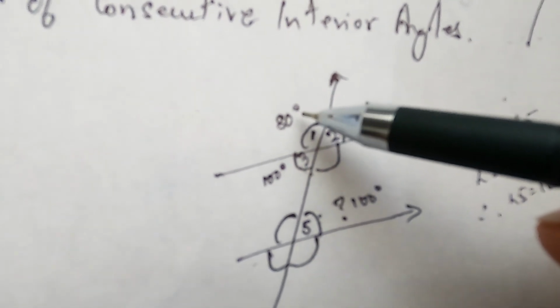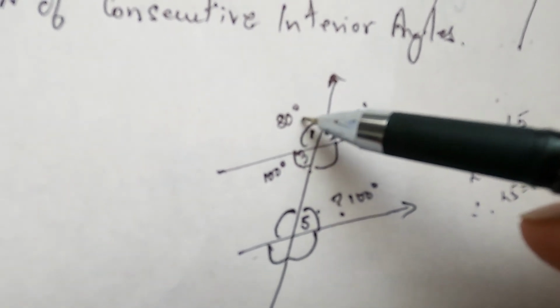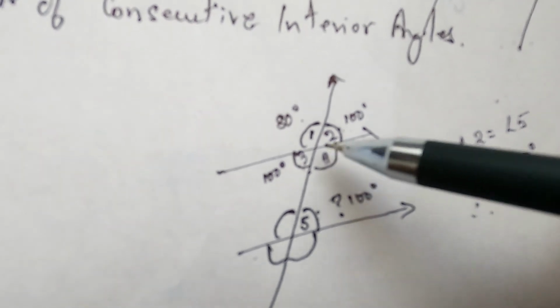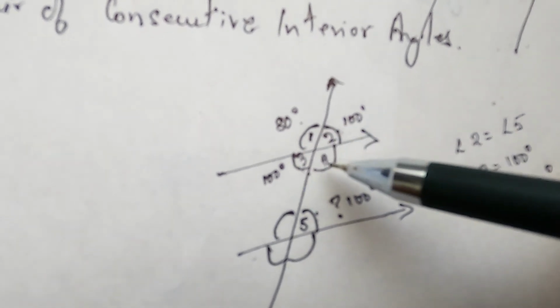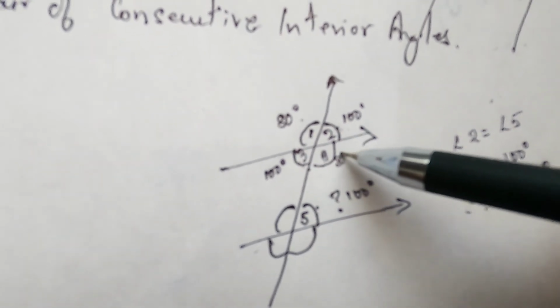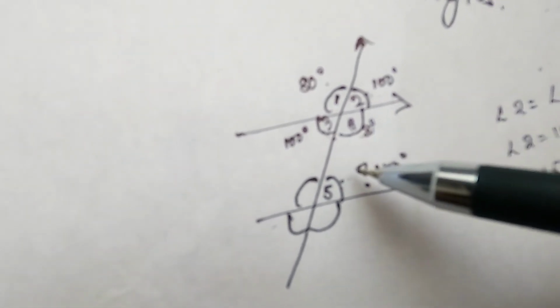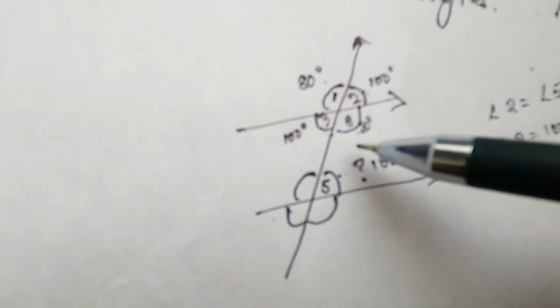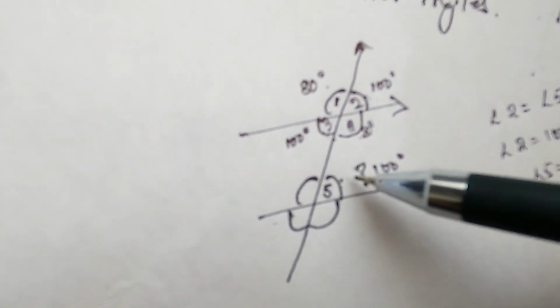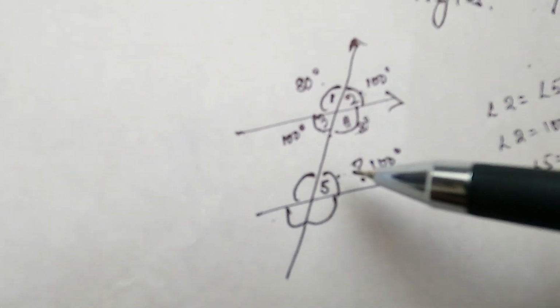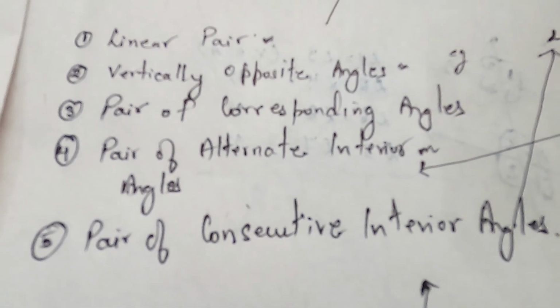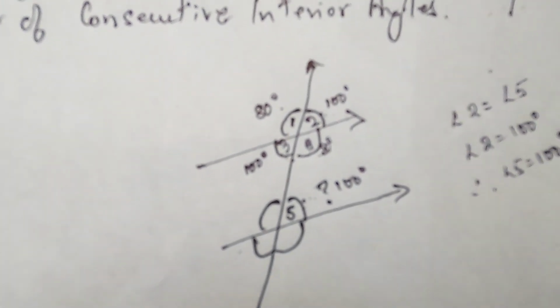Also another different way is angle 1 and angle 4. What do they form? Vertically opposite angles. So if angle 1 is 80, therefore angle 4 is also how much? 80. Then angle 4 and angle 5, using consecutive interior angles, 180 minus 80, we are getting 100. So there are many ways in which we can find the measurement of angle 5. As you can see from this example, if we know the different pairs of angles, it will be very easy to solve the problem.